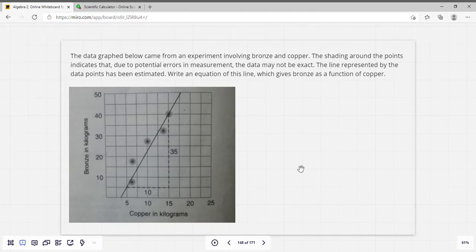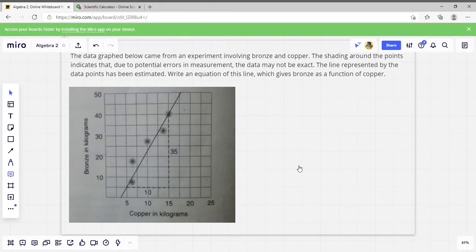Alright, our first thing that we're covering is experimental data. The data graph below came from an experiment involving bronze and copper. The shading around the points indicates that due to potential errors in measurement, the data might not be exact. The line represented by the data points has been estimated. Write an equation of this line which gives bronze as a function of copper.